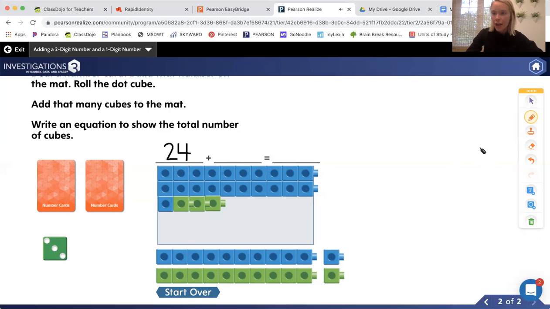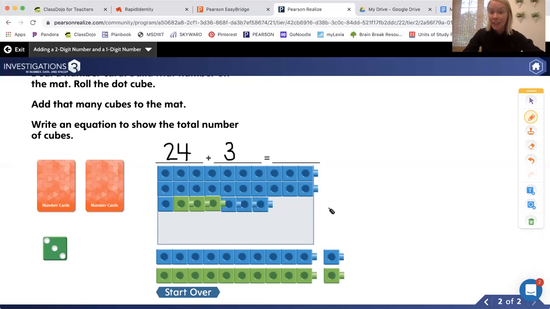Three again. Okay, so I'm going to add 3 to this. And I'm going to use blue this time, just so we can see the difference. 1, 2, and 3. So I added 3. So 24 plus 3 equals, go ahead and count these cubes, and we will get our answer.